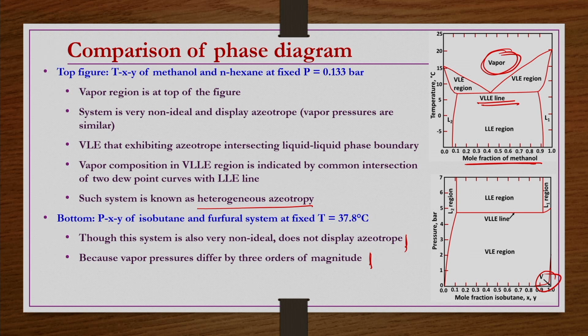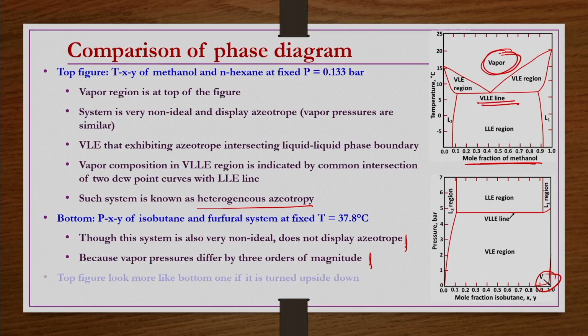Now, further, if you turn one of these figures upside down, then we can see the other one. Let us say if the top TXY figure is put upside down, you can get something like the bottom figure, but without the azeotrope in the bottom one. That is the only difference. So the top figure looks more like the bottom one if it is turned upside down, and there is no azeotrope kind of thing.